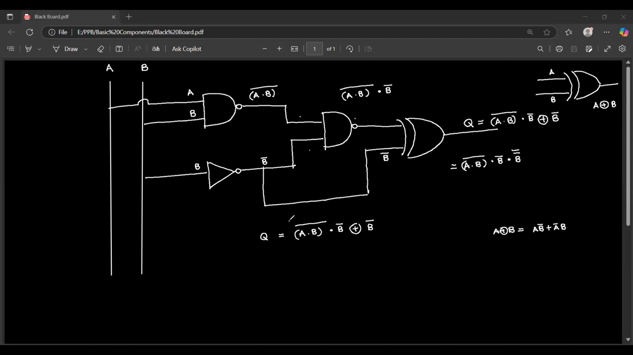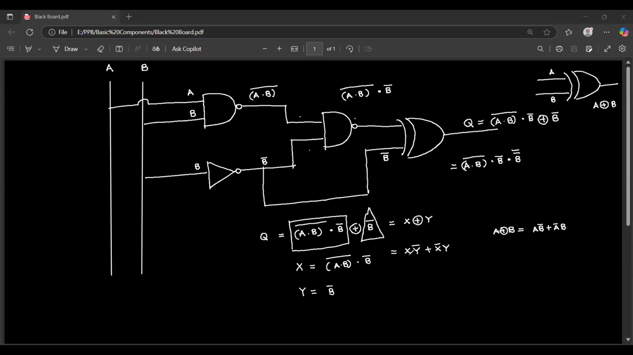So we can consider this as a single term and we can consider this as a single term. Won't you agree with me? Let's say this is equal to X. So X can be given as A dot B whole thing bar into B bar, and Y can be given as B bar. So this can be given as X XOR Y. If something is X XOR Y, the output is X Y bar plus X bar Y.